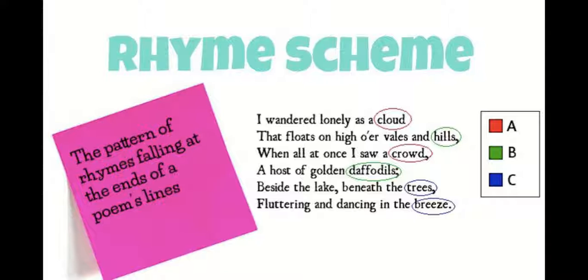And in this poem, you can see that they circled the words at the end and they used specific colors. So to figure out rhyme scheme, we just need to focus on the end of a line. The ones that are circled in orange, cloud and crowd, are code A. The ones circled in green, hills and daffodils, are code B. And trees and breeze are C. So if we were naming the rhyme scheme of the poem, we would say the letters represented. So this would be A, B, A, B, C, C.